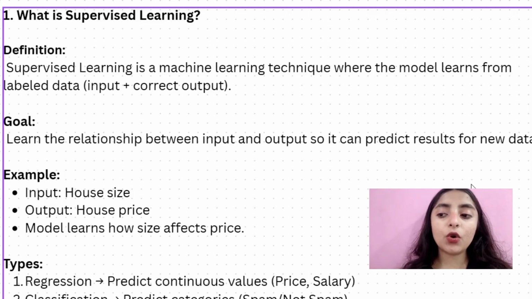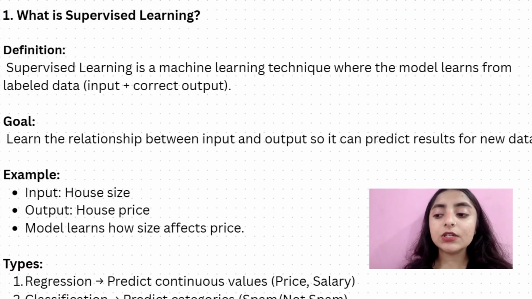The main goal of supervised learning is to learn the relationship between the input and outputs, so that the model can make predictions on new data. So it is simple, right? It will just learn the relationship between the input and output variables, so that it can predict on the new data. Coming to examples, we can take many examples like house price prediction, spam email detection, and disease prediction.